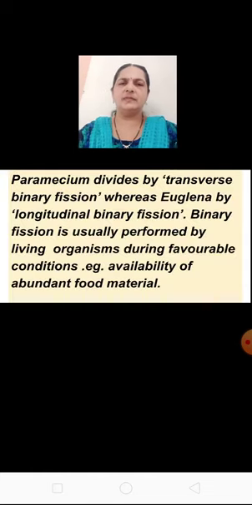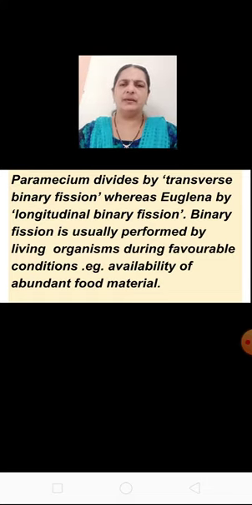Now coming to paramecium. Paramecium is slipper shaped. You all have seen paramecium, we have learnt it in 8th standard also. We have drawn the diagram of paramecium in your notebooks. I'll show you the picture of paramecium. Paramecium divides by transverse binary fission, whereas euglena divides by longitudinal binary fission. So we'll see how paramecium divides by transverse, that means in the horizontal manner, and euglena in the vertical manner, that is in the longitudinal manner.